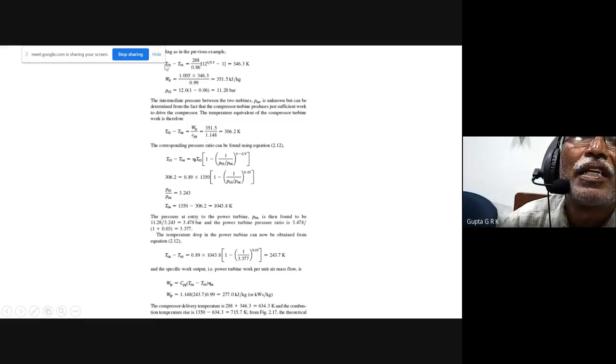First you can calculate T02 and the compressor work, meaning the work required by the turbine that runs the compressor. This is Cp into T02 minus T01 by mechanical efficiency, which is the first turbine work, and is equal to Cpg into T03 minus T04. So I can find out T03 minus T04.